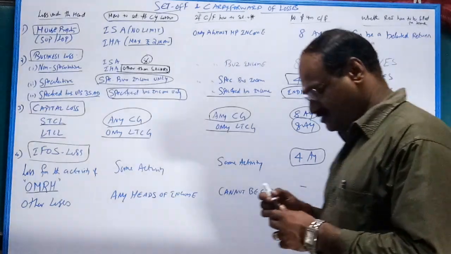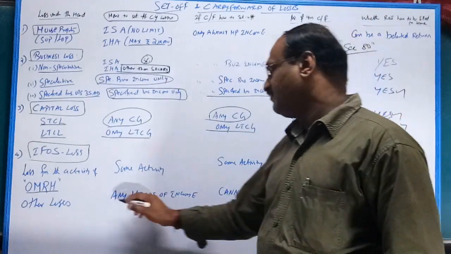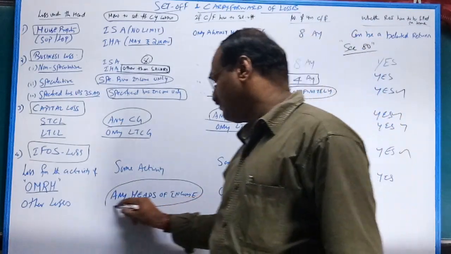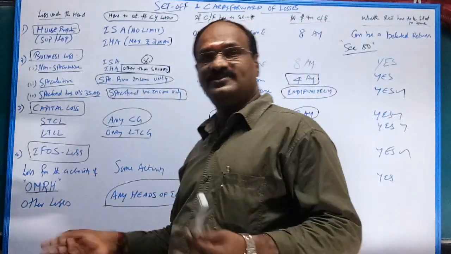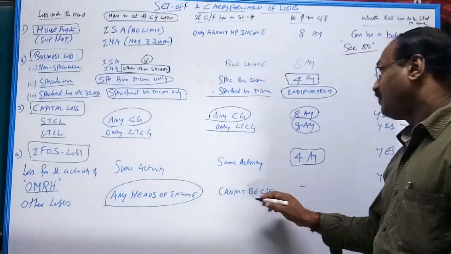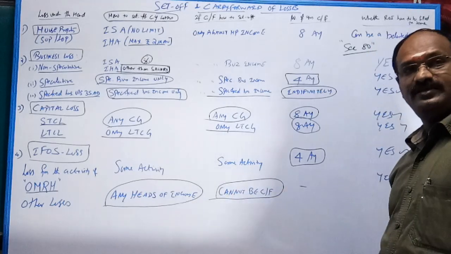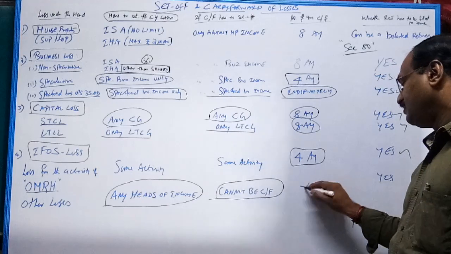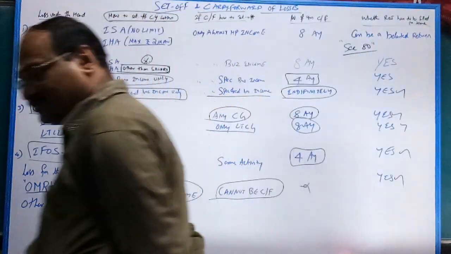Yes. And the last one, income from other sources, other losses. Very important: they can be set off against any head of income, including salary. How about carry forward? Very important: it cannot be carried forward. Whether the return has to be filed in time? Yes.